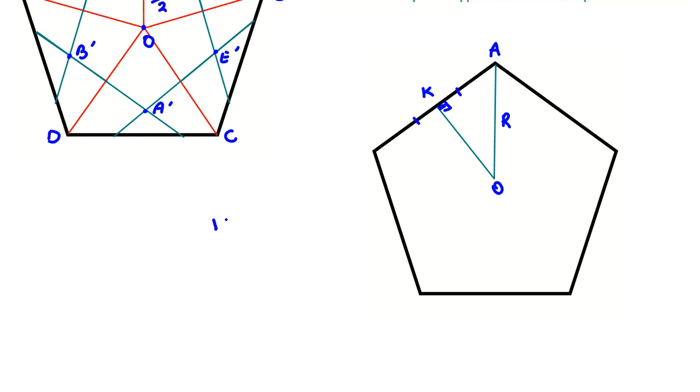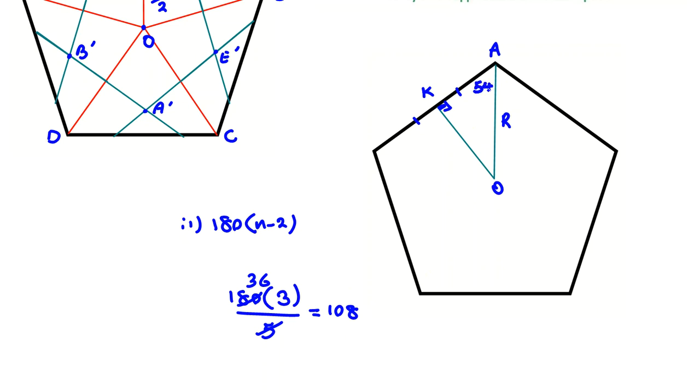The angle is what? The formula for the interior angle is 180 times (n minus 2) over n, so 180 times (5 minus 2) over 5, which is 108. So this angle will be 54, and this angle will be 36. It is R. So OK is what? Sine 54 is OK over R. So OK equals R times sine 54.